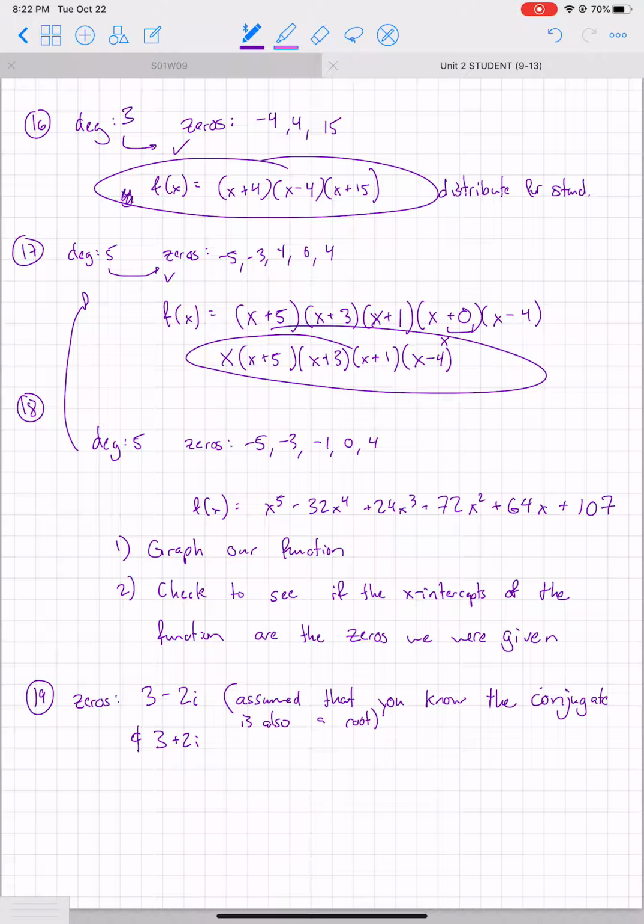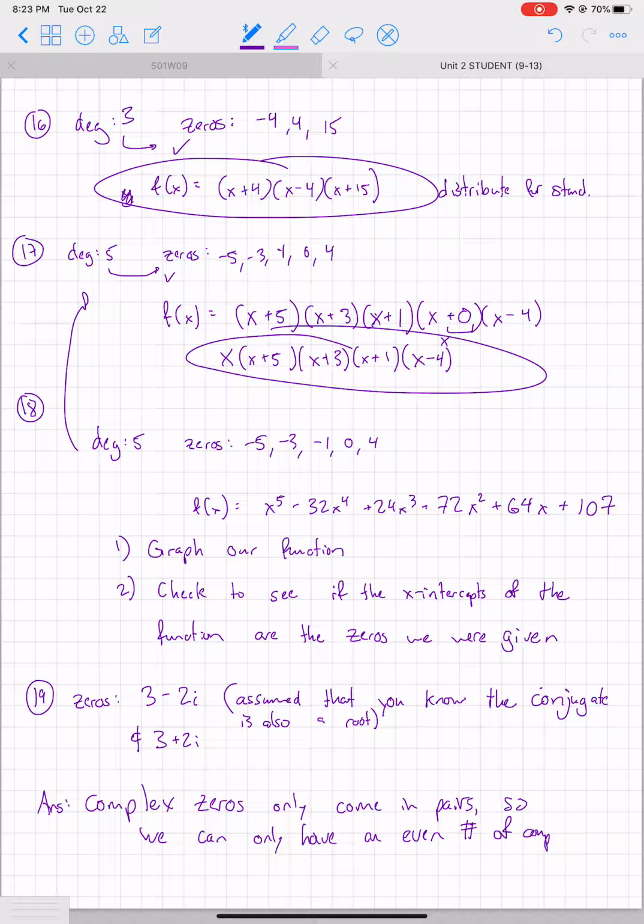So if we only have complex zeros, we will have only pairs of complex zeros, which means the number of zeros will be even. So we can write that complex zeros only come in pairs, so we can only have an even number of complex zeros.